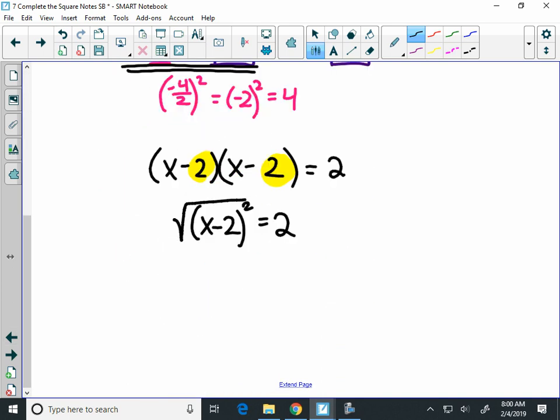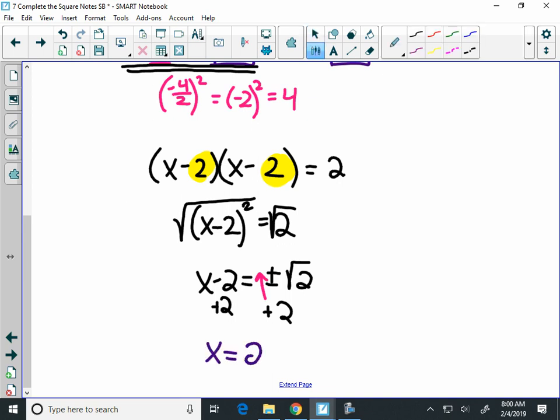So I take the square root. I get x minus 2 equals plus or minus radical 2, and the square root of 2 does not break down. So all you have left to do is to add 2 to both sides. Remember, that's going to squeeze right in front here. And you're left with x equals 2 plus or minus radical 2. And you're all set.